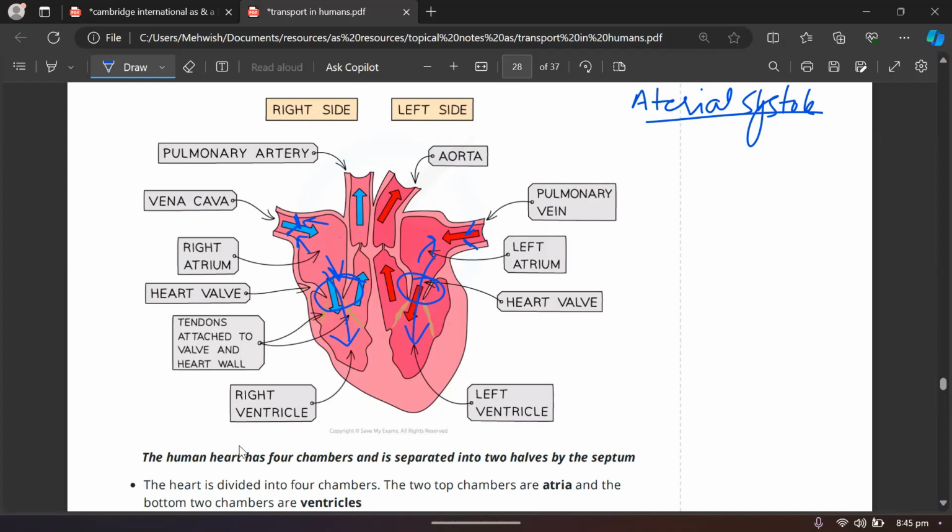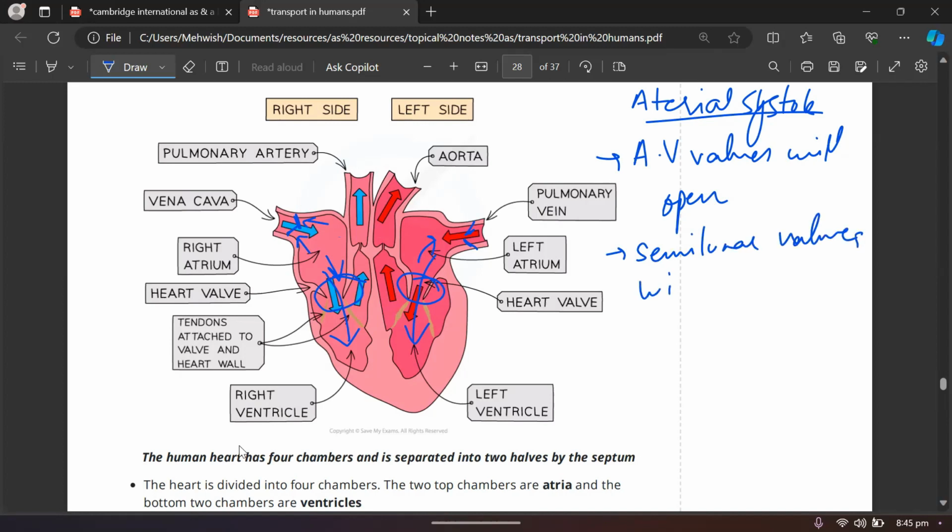And then during atrial systole, the atrioventricular valves will open, right? And the semilunar valves will close, and they open because of the pressure of the blood. And then the ventricular diastole will take place. Ventricular diastole means when the ventricles are filling up with blood, right?